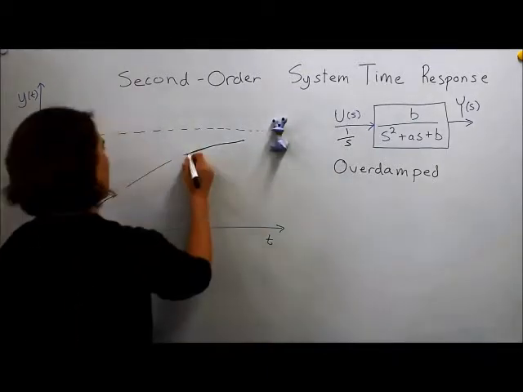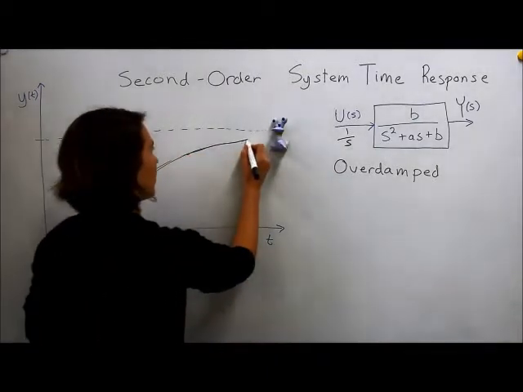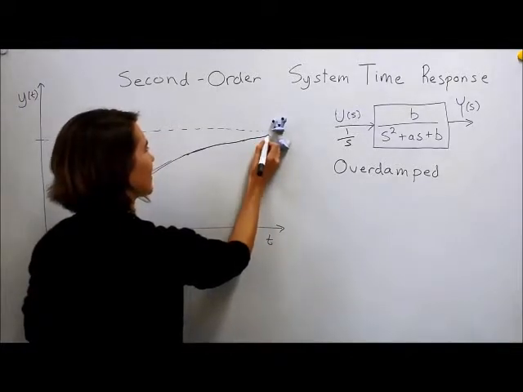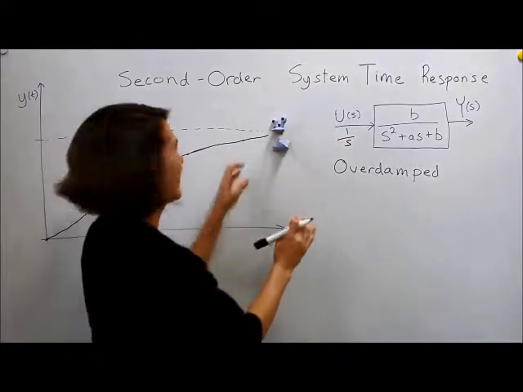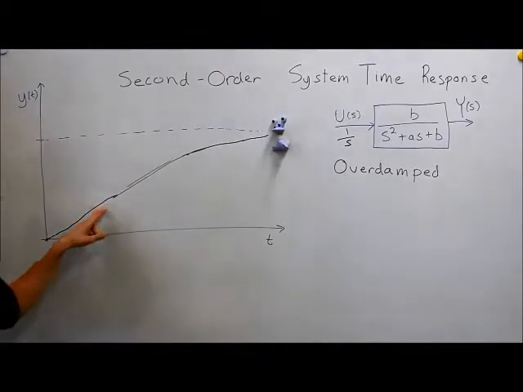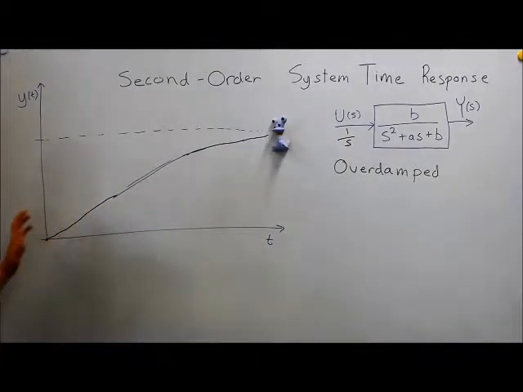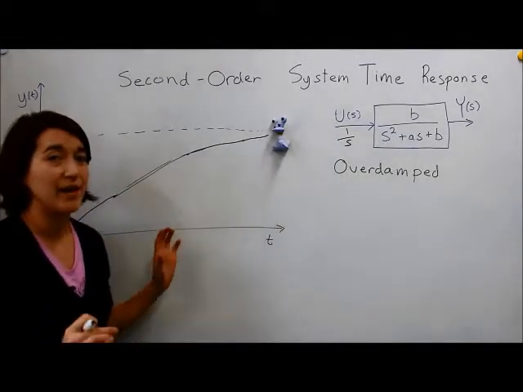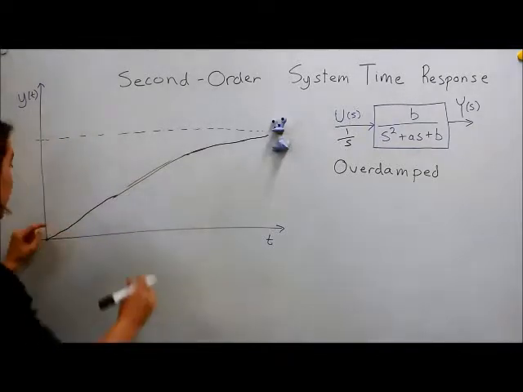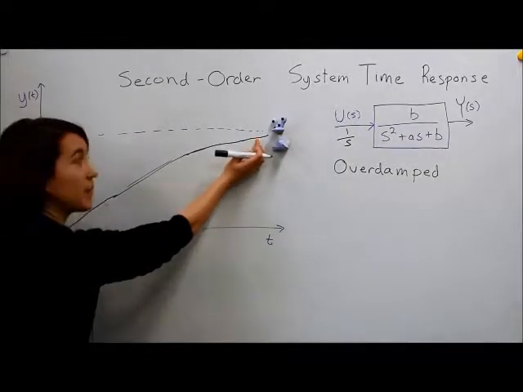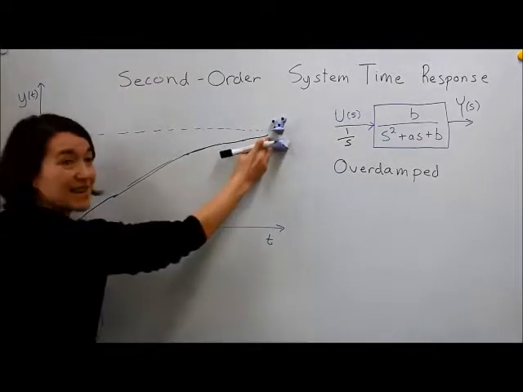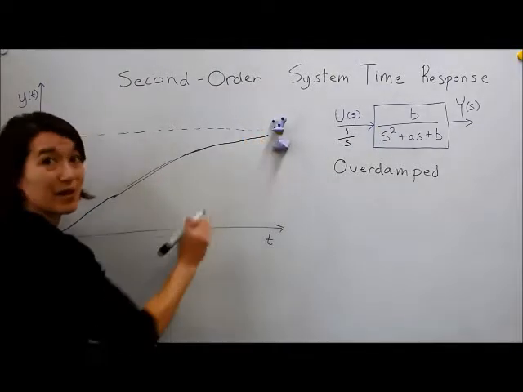It just takes a really long time to get going, and eventually it kind of gets there. Maybe that's close enough. But this is what we would call overdamped. And so here, if you remember our rise time and our settling time, we have a really slow rise time, really long rise time, and a really long settling time because we do not settle very quickly.